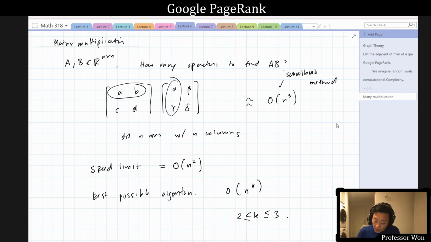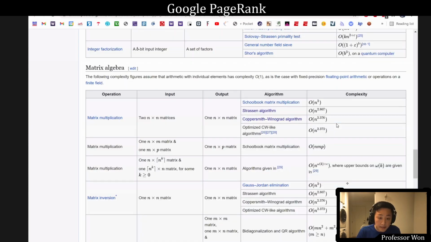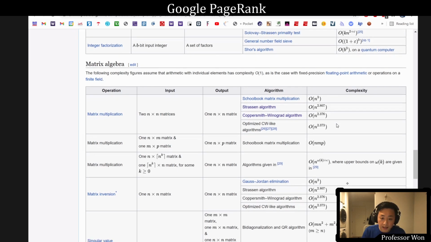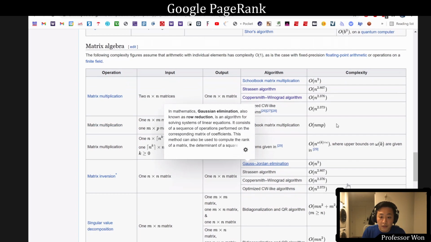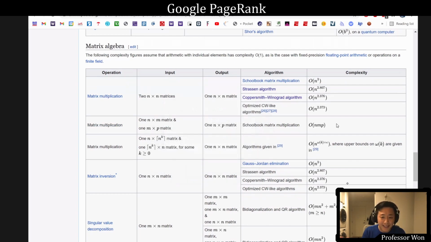So let me share with you some Wikipedia pages, which I encourage you to look at on your own. Okay, so I'm just on the Wikipedia page for computational complexity of mathematical operations. Matrix multiplication, that's the first row of matrix algebra. These are the most well-studied things. Also, by the way, notice here it says Gauss-Jordan elimination is O of n cubed, like I roughly laid out, right?